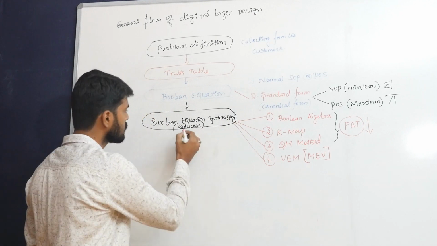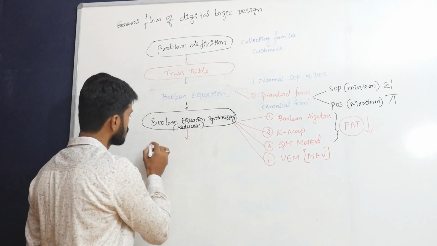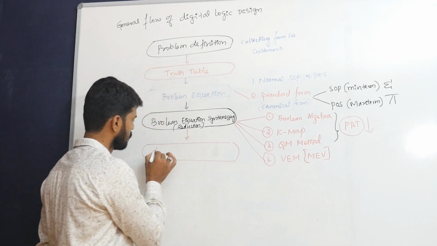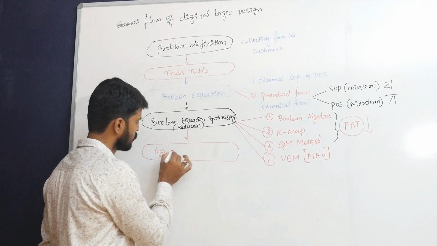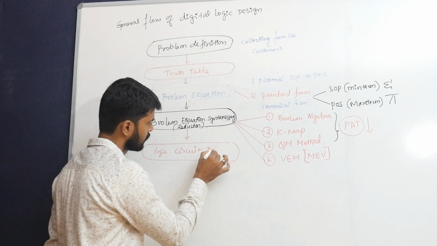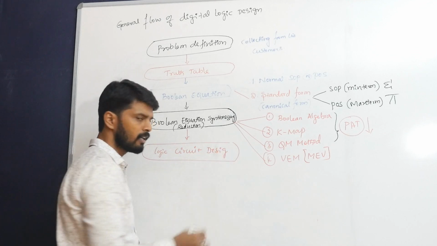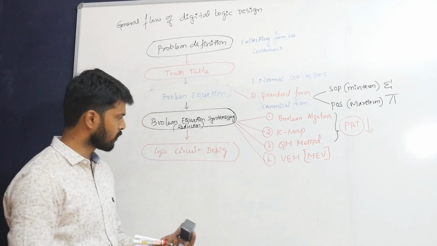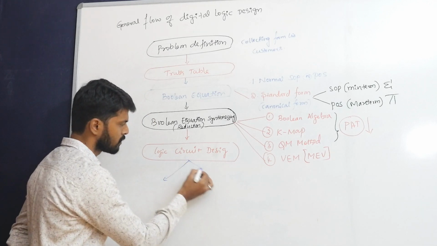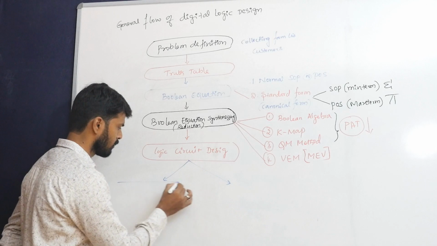The next step is, once we get the synthesized form, we need to make a logic circuit design. Again, once it comes to the logic circuit design, there are two types of logic circuit design. The one is combinational logic circuit design.